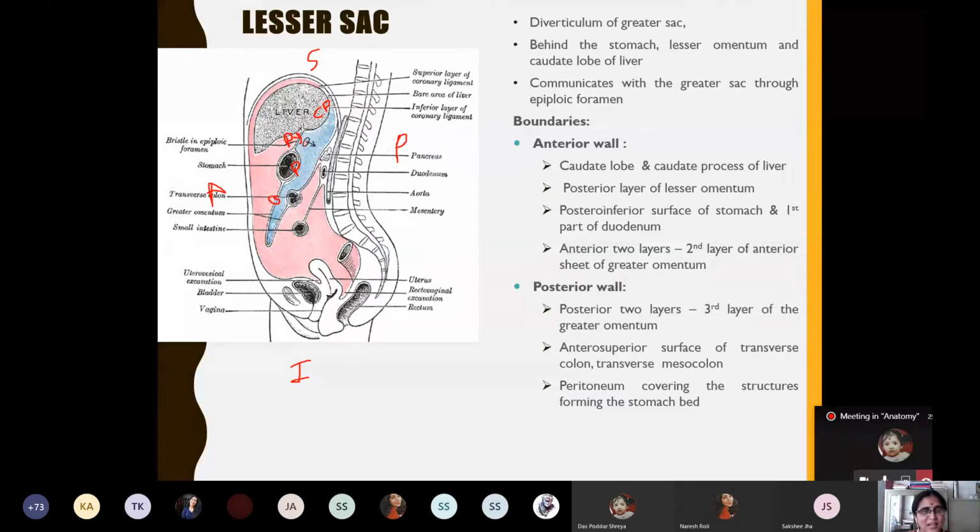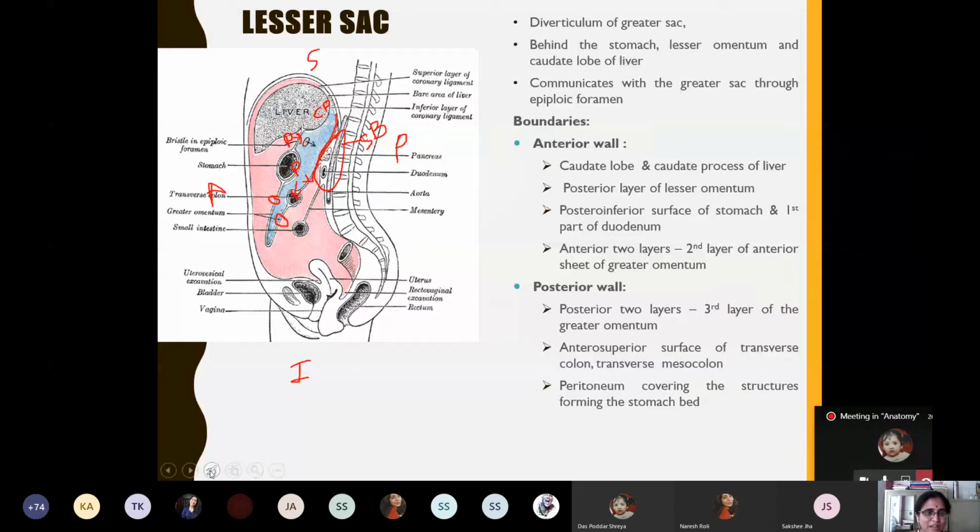Very easy, yes? Now the posterior wall, if you go from inferior to superior: third and fourth layer of the greater omentum, especially third layer. Then here you see the anterior superior surface of transverse colon, then transverse mesocolon, and this peritoneum. What is this? This is the peritoneum covering these structures of the posterior wall of the abdomen. These structures form the bed for the stomach. So these are known as, what are these structures? Stomach bed. So peritoneum covering the stomach bed.